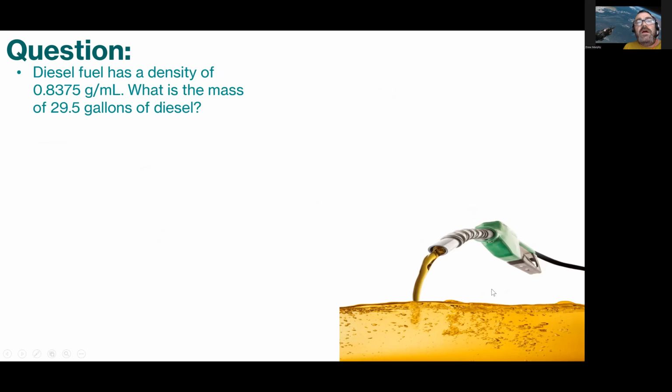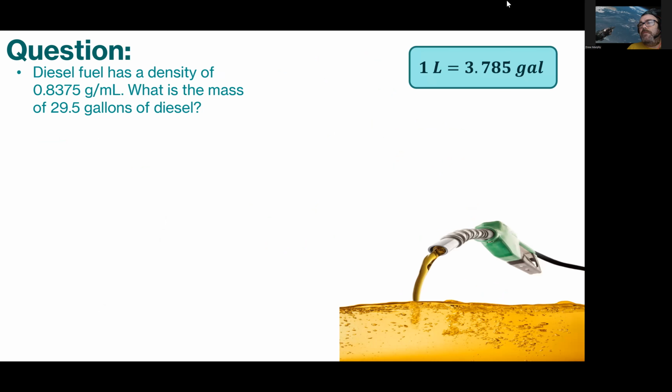Okay, here we go. Diesel fuel has a density of 0.8375 grams per milliliter. What is the mass of 29.5 gallons of diesel? I'm sorry, that was horrible. I've given us here that 1 liter is 3.785 gallons, but all the metric prefixes and stuff, we have to know that.